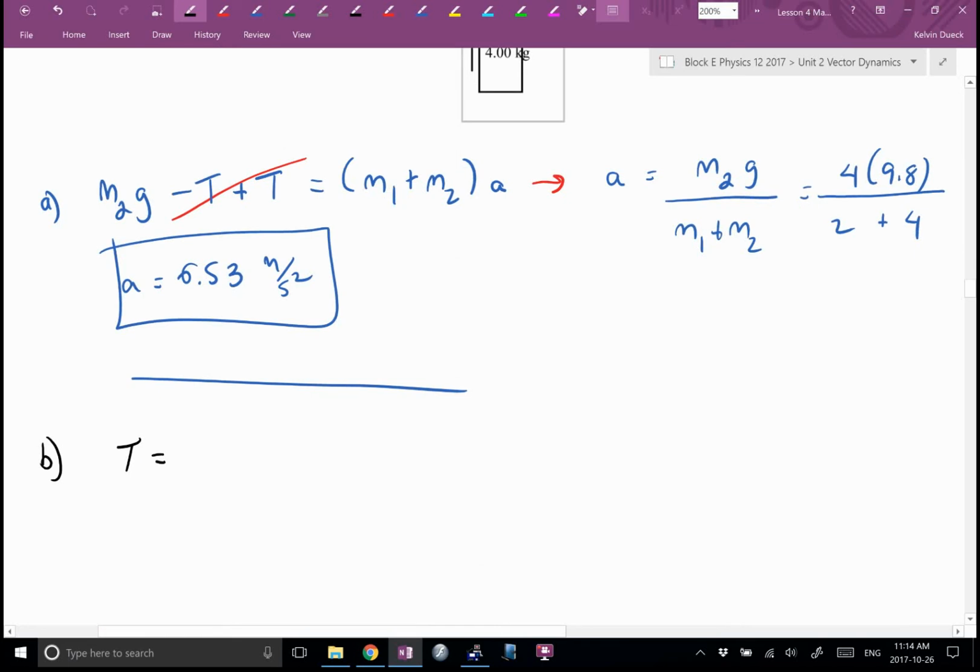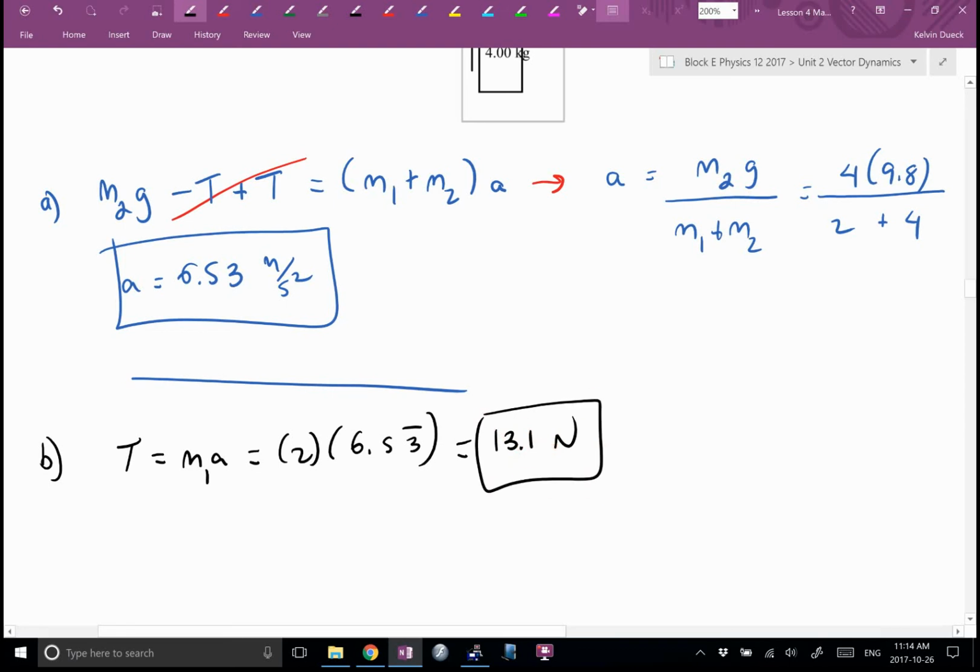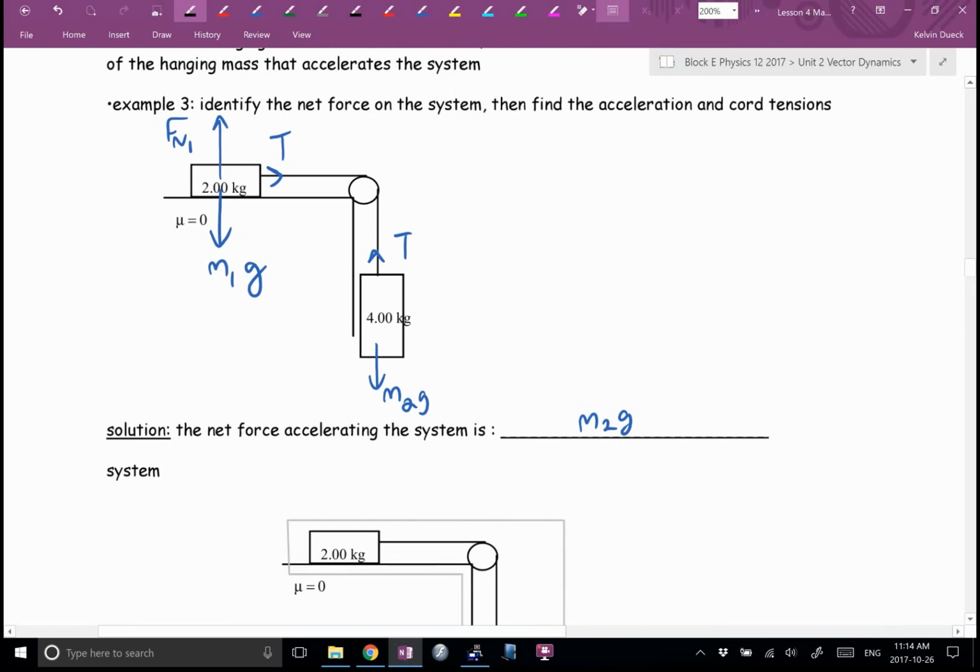Oh, which mass are we looking at, Connor? Which mass are we looking at? M1A. Oh, we got the T by itself already. It's going to be, what was M1? 2 times 6.5333333. 13 point, what, 13.1? Double check me. Someone needs to type this on their calculator. 13.1? Newtons. Okay. Don't start thinking, well, gravity's on my diagram, must use it.